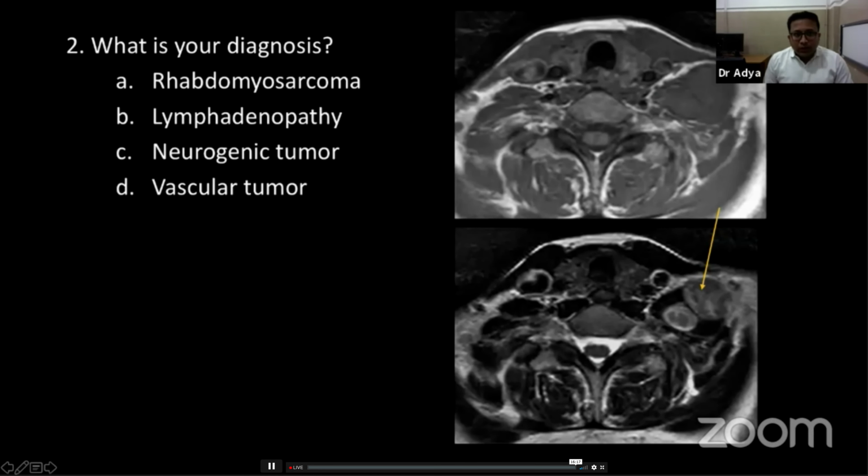Now the second question, what is your diagnosis? A, rhabdomyosarcoma, B, lymphadenopathy, C, neurogenic tumor, and D, vascular tumor. So we can see an altered signal intensity mass lesion here on the left side of the neck. So what is your diagnosis? The poll is live, sir.